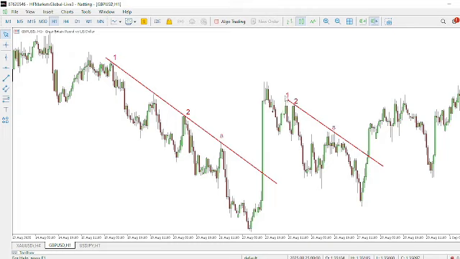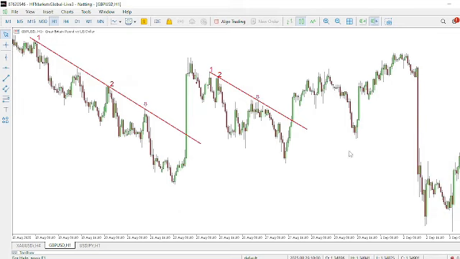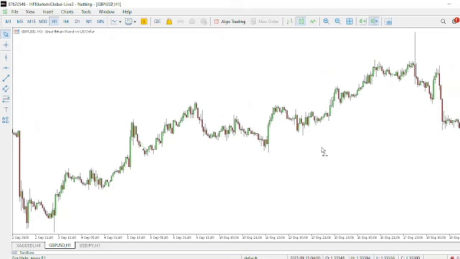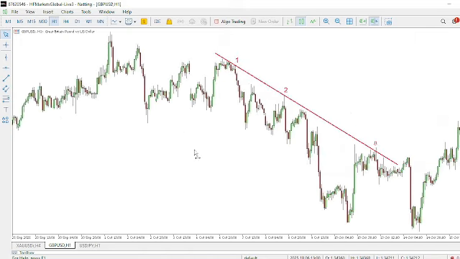You can see another example here. I have my point 1 and I've got my point 2. At the third touch, you can see the price moves a great deal in the downward direction. That is the power of using trend line. Trend line is very powerful.